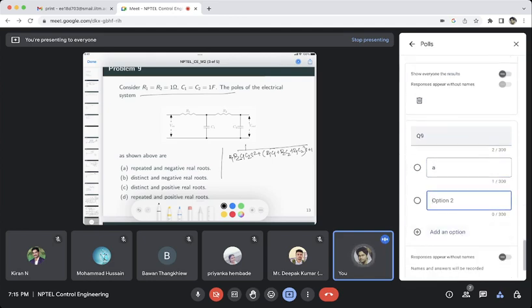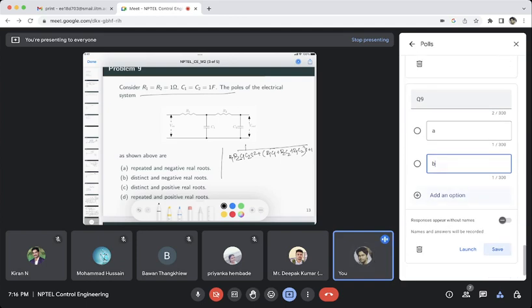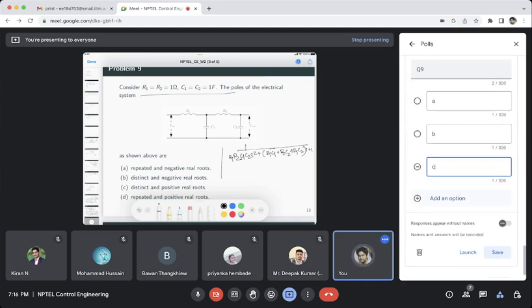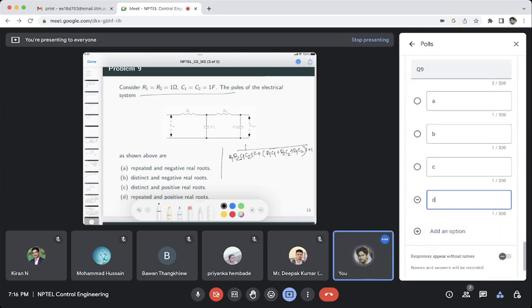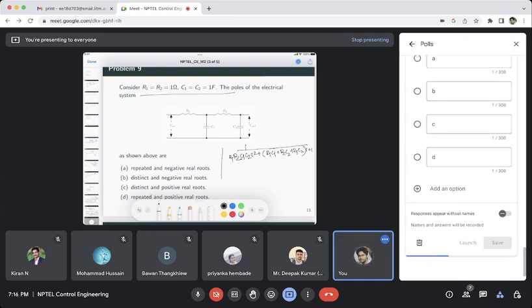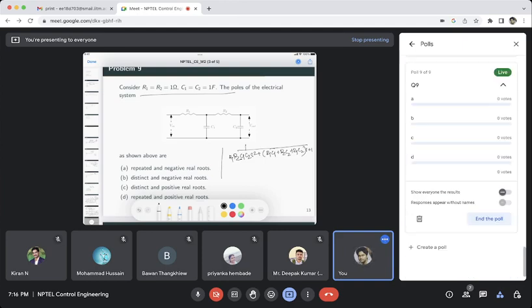And you can check what kind of poles are there, whether they are on the right or left hand side, repeated, or something like that.